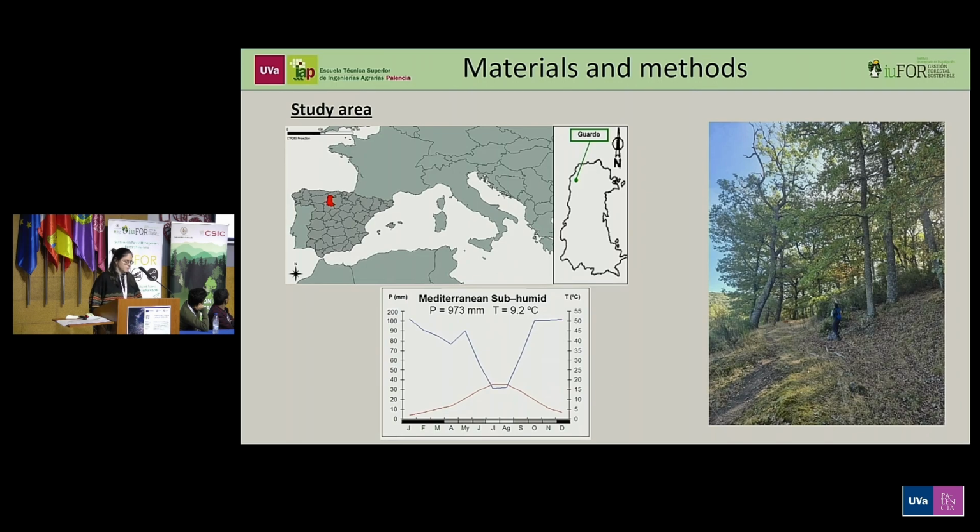The study was carried out in the north of Spain, specifically in the north of Palencia, near Guardo. This area is characterized by a Mediterranean subhumid climate with a summer drought that causes water stress for plants. And the pasture is surrounded by a Quercus petraea forest that once occupied this area before the coal extraction.